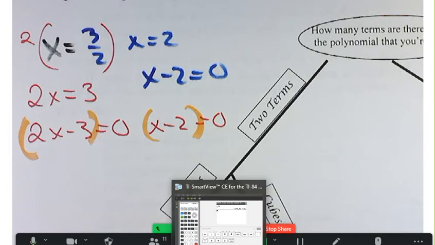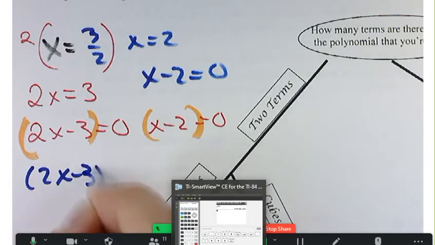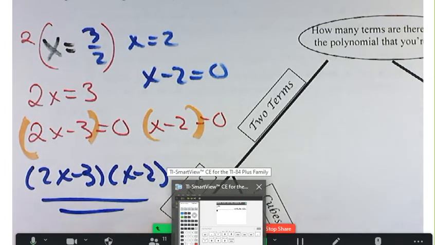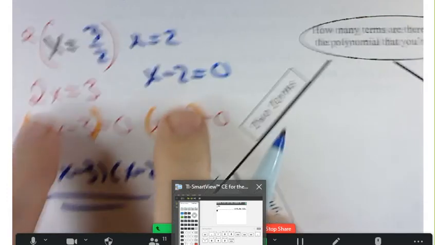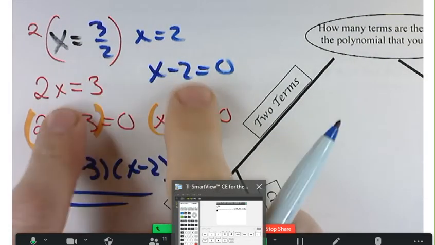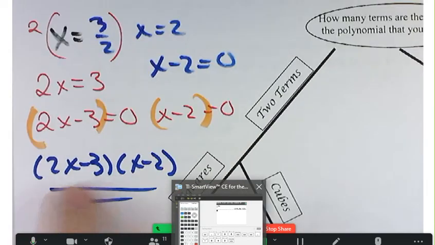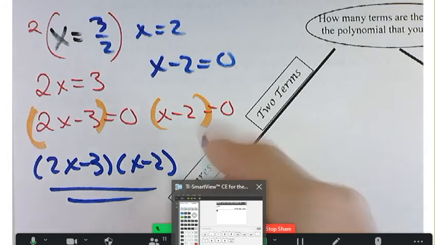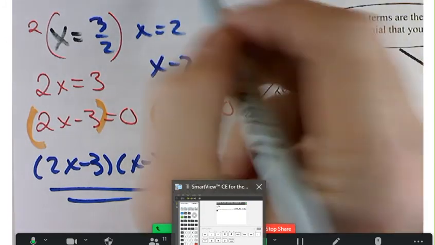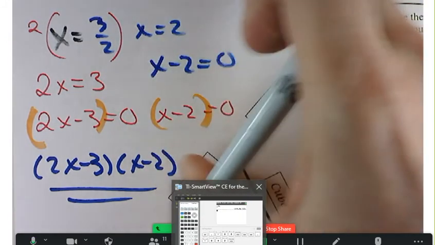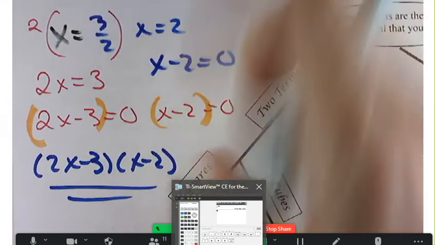So you end up with 2x minus 3 times x minus 2. A lot less fuss, I'd say. What do you think? Do you like that one? You take the two roots, you turn them into factors, and those are your factors. Now this times this is going to equal 0 exactly when this equals 0. In fact, this and this are the same. It's just that this is factored.